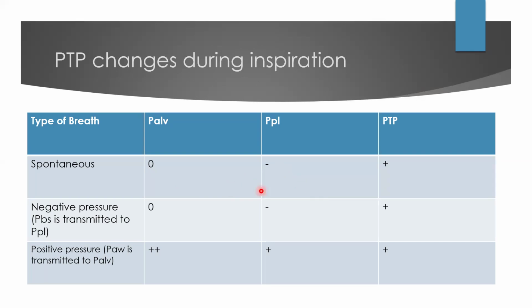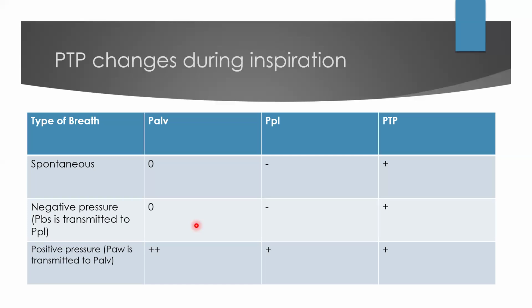That is what happens in spontaneous respiration. In negative pressure ventilation, we are actually applying a negative pressure towards the chest wall, and we are pulling it outwards. So, similar to spontaneous respiration, we get a negative pressure inside the pleura, and there will be a net flow of air from the upper airway to the alveoli.